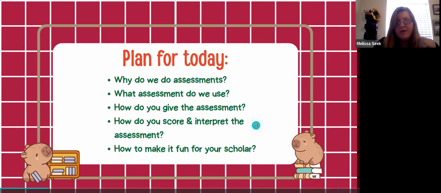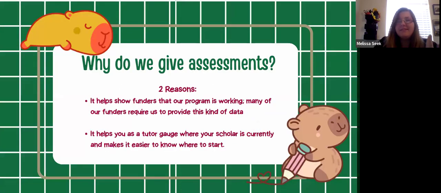So first, of course, why do we give assessments? Like I said, we talked a little bit about it already, especially this first part, that it helps show funders that our program is working. And many of our funders require us to provide that kind of data. So like we said, that accountability piece, right? One of the things that we want to make sure is that we are doing the best that we can with the scholars that we have in our sites. And one of the ways to do that is help us track their progress. So is what we're doing actually working? Are we helping them in the way that we want to, in a way that aligns with our mission and our values?